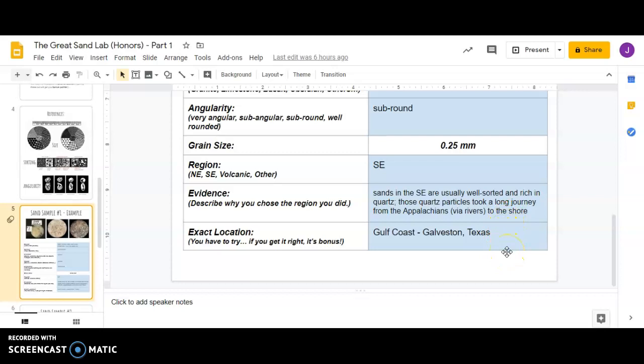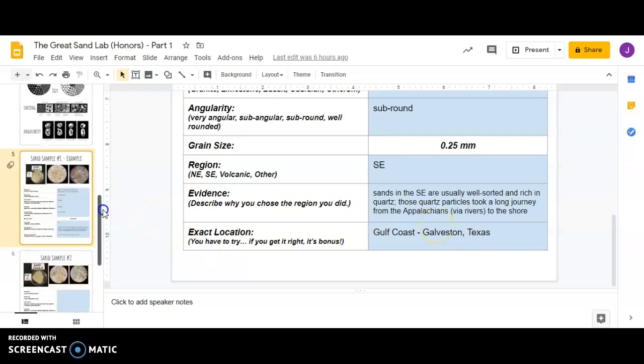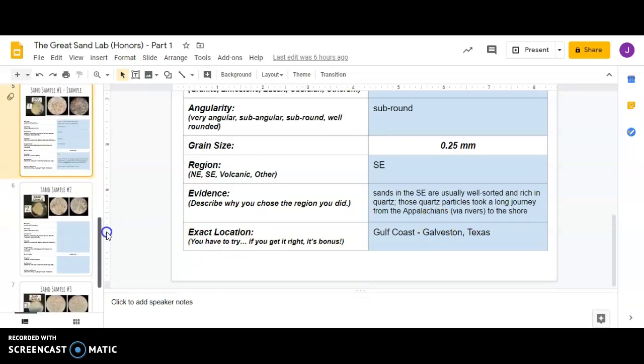Okay, its exact location is the Gulf Coast. It's from Galveston, Texas, is where the sand actually came from. So what I would be looking for again is this exact region. If you get it right, it's a bonus. If not, it doesn't count against you. So just give it a try.